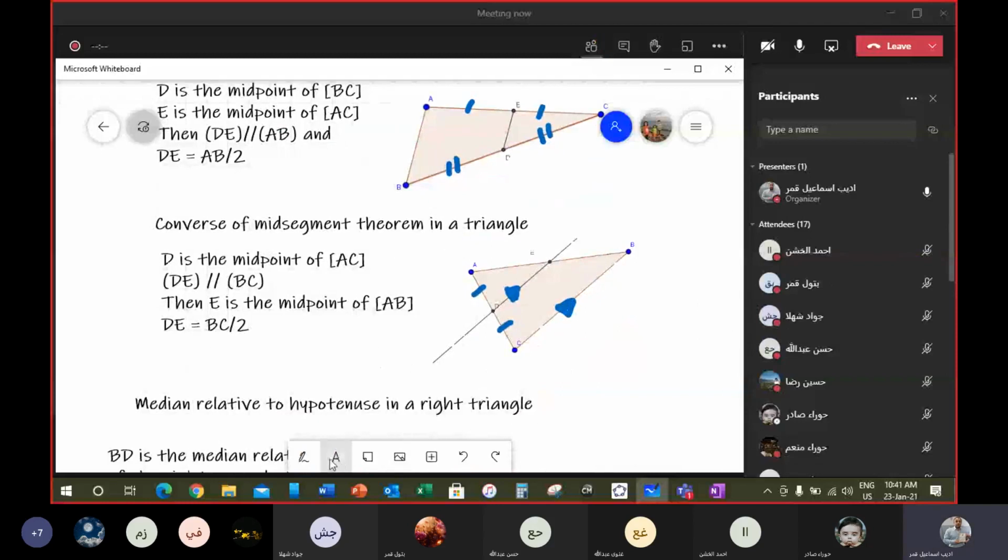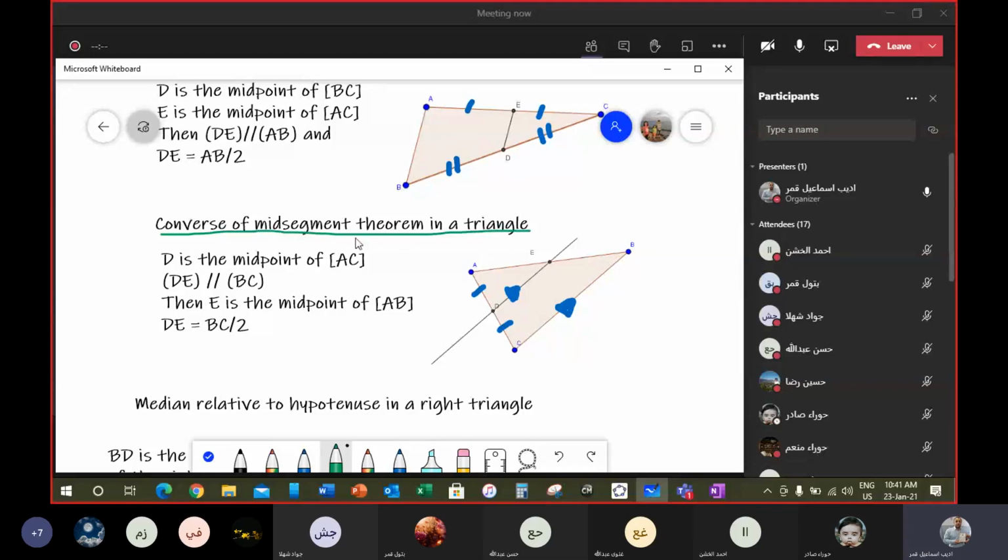in front of you, we have D is the midpoint of AC. We have the line DE is parallel to the line BC. Then E is the midpoint of AB. What do we call this? Converse of mid-segment theorem in a triangle.